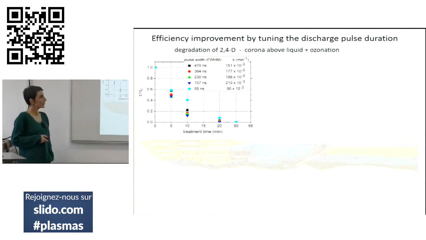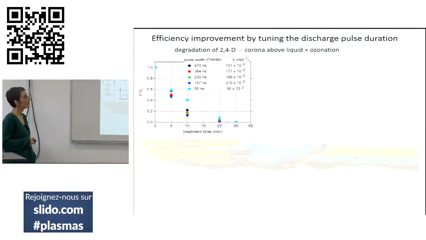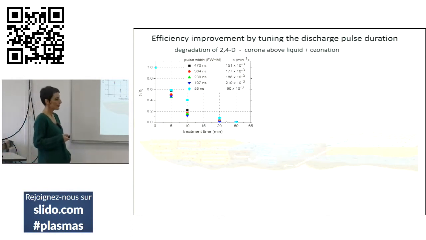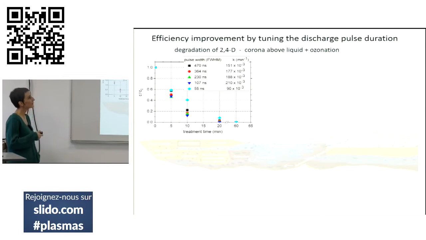We have also tried to improve the efficiency by tuning the discharge pulse duration. You know that we have this pulsed corona discharge above liquid, and we changed the pulse duration between almost 500 nanoseconds and about 50 nanoseconds. And the decrease in concentration is shown here as a function of treatment time. So as you see, there is not much difference between the results, except for the shortest pulses, the 55 nanoseconds, when indeed the removal slows down a little bit.